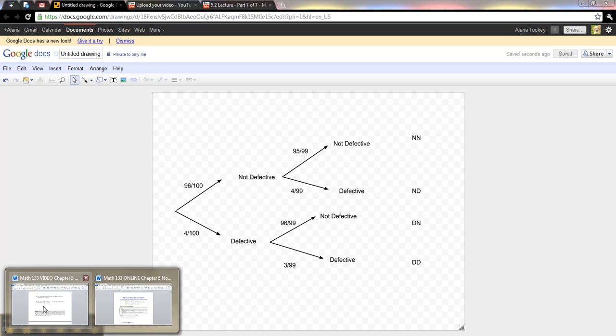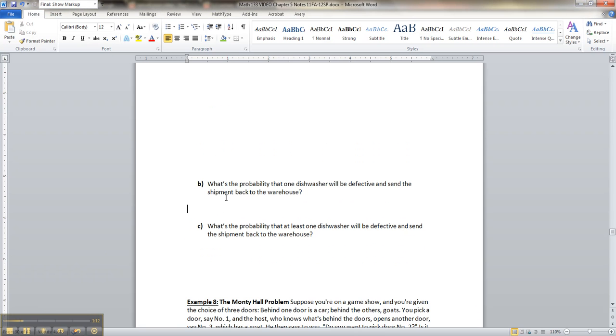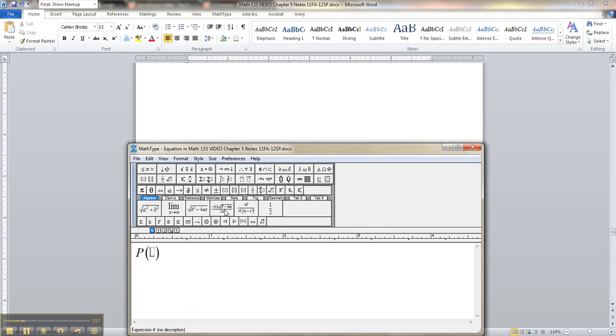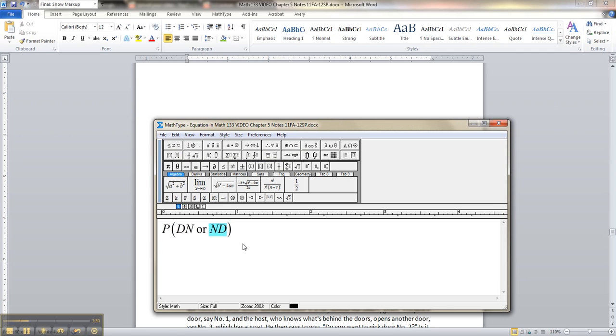Okay, so now let's look at the question they're asking here. It wants to know what's the probability that one dishwasher will be defective. So what they're really asking is what's the probability of one dishwasher defective? So either DN or ND. It's kind of weird, but because they say one, not at least one, you're assuming exactly one. So that equals the probability of exactly one defective. Right? That's what they're really asking.